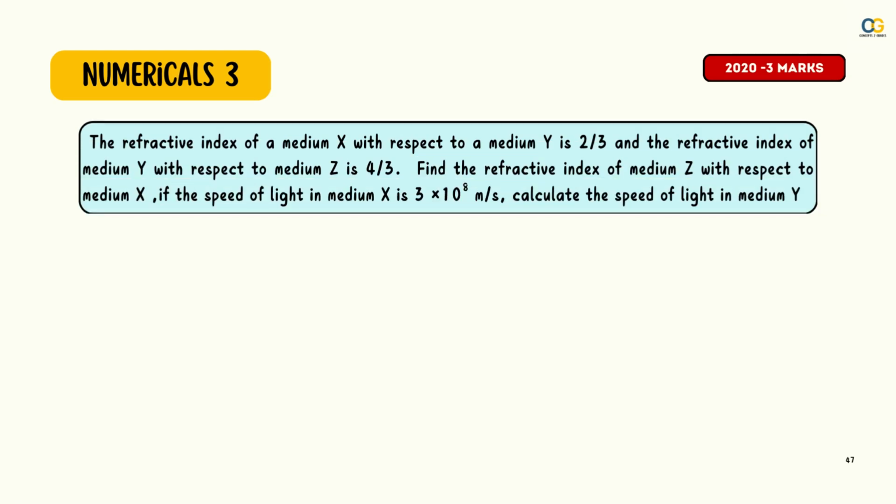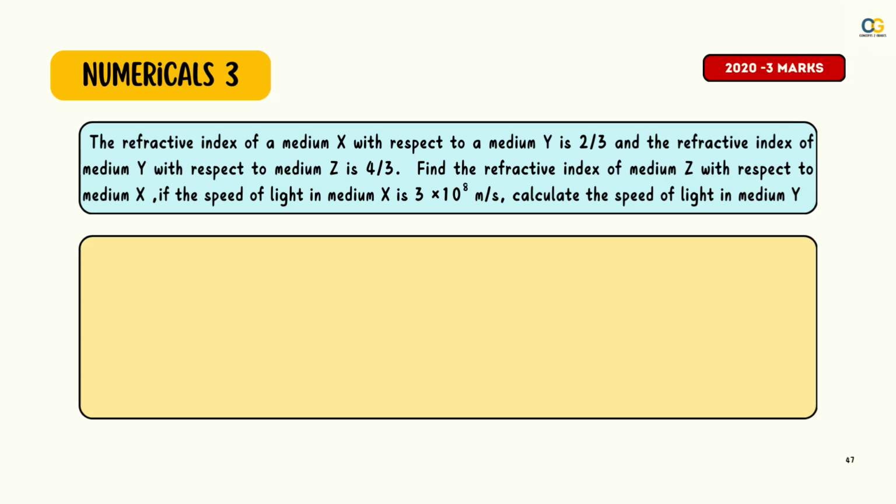The refractive index of a medium X with respect to medium Y is 2 by 3, and the refractive index of Y with respect to Z is 4 by 3. Find the refractive index of Z with respect to X. If the speed of light in medium X is 3 into 10 to the power 8 meters per second, calculate the speed of light in medium Y.